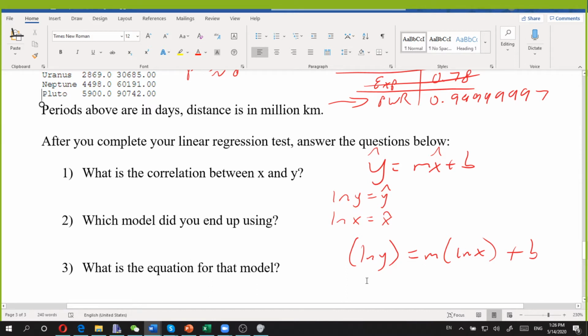So how probable is it that this natural log of y equals m natural log x plus b would have an m that is this big or small if the real m was 0? So if there was really no correlation, what's the probability that we would randomly get results that give us a slope of this large or this small with our data?